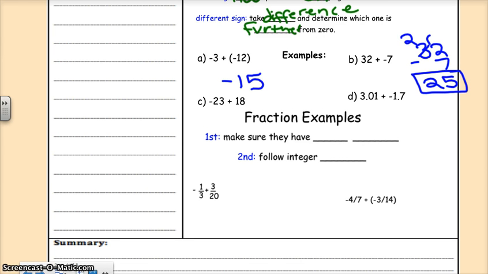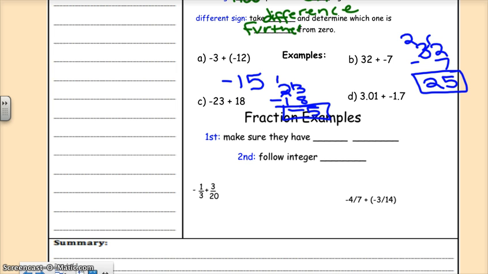-23 plus 18, same or different? Different. Take their difference, 23, take away 18, that's 5. Now I ask myself, which one's further from 0, -23 or positive 18? The negative, right? Since the negative is further away, the negative wins and it's -5.